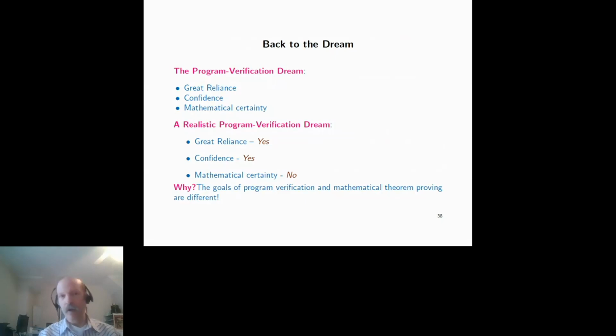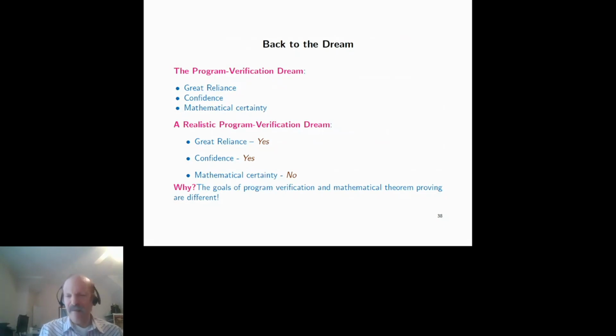Let's go back to Tony Hoare's dream, the program verification dream, which I would say has 3 legs. We need to have great reliance, or we all accept that we should rely on the correctness of our programs. Confidence, yeah, that's a good idea. Mathematical certainty, this is what Hoare promised us, and I think it was what I would call a bridge too far. Great reliance, yes, it's realistic. We can try to increase reliance by using program verification techniques. Confidence, yes.